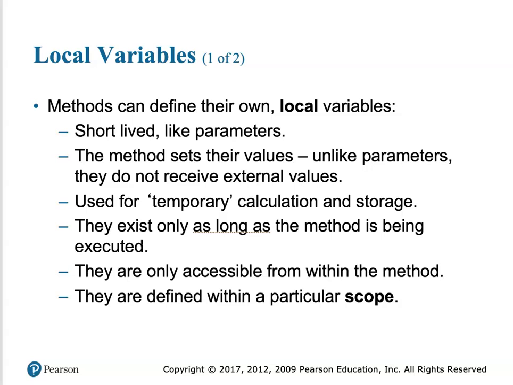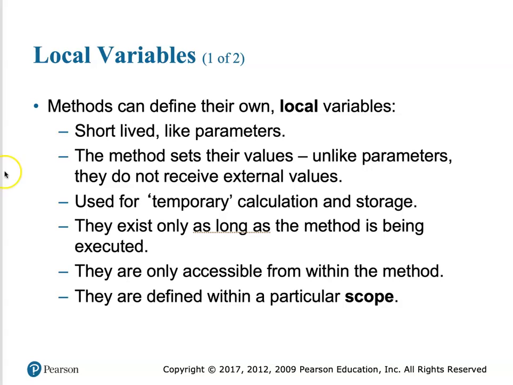So while a parameter lives through the entire method, a local variable might only live for a part of the method, inside the block in which it's defined. It's going to be the method's job to establish their values, and they're not coming from the outside. They're things that the method is going to create on the basis of information it's been given.